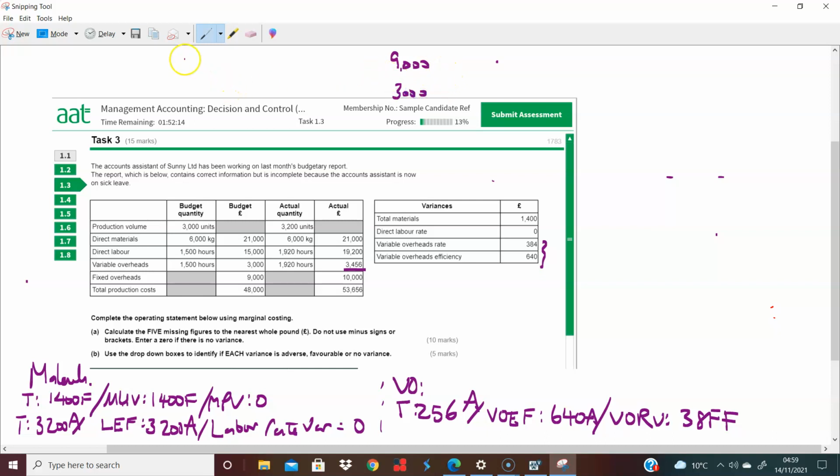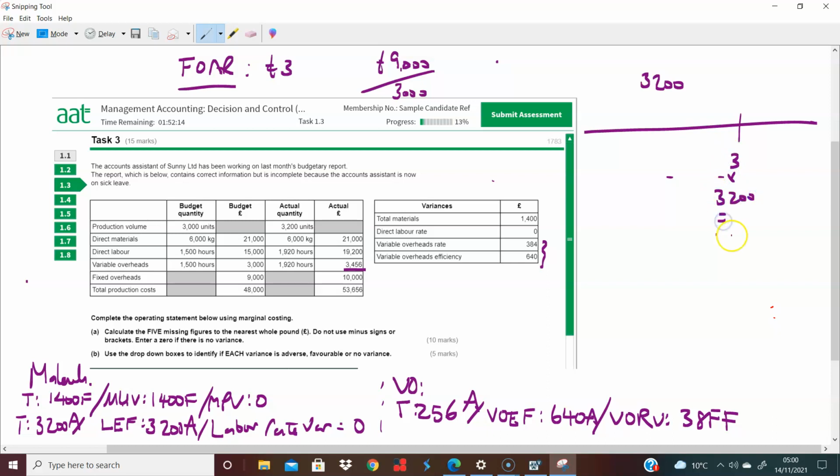So you could argue this fixed overhead absorption rate, you should have left things alone, really. Fixed overhead absorption rate is 9,000 divided by 3,000. So you intend on putting £3 in your accounts for every unit that you produce. That's the plan. So this is the original budget. So what happens is that you end up making 3,200 units. So what's ended up happening is you have put into your accounts 3 times 3,200, which is 9,600, isn't it? You've put in £9,600. So this is what actually happened, the 10,000.